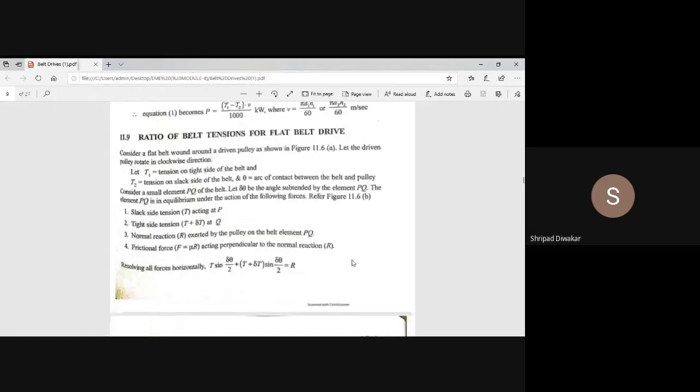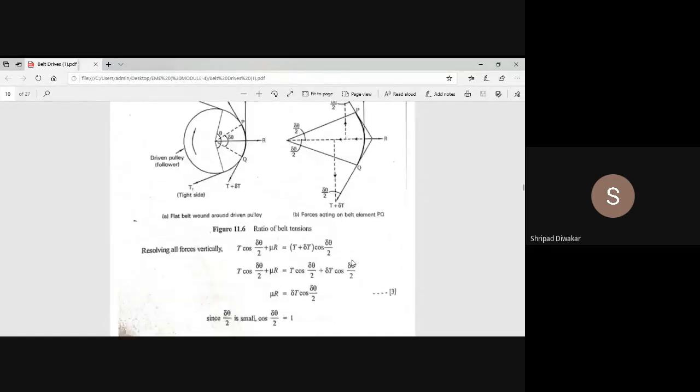We are representing 1 always with the driver pulley, and today I derived this derivation, that is T1 by T2 equals e to the power of mu theta. These are the formula and derivation you have to remember, because most important, every time they definitely ask one derivation.